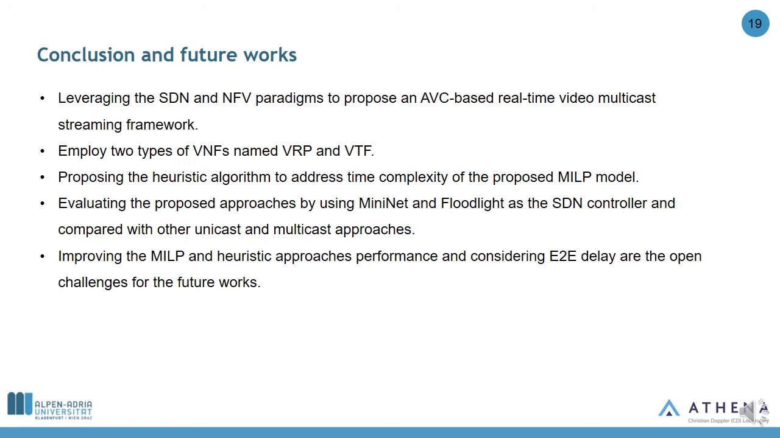To address the time complexity of the proposed MILP model, we introduce a heuristic algorithm. The proposed approach is evaluated using Mininet and Floodlight as the SDN controller and compared with the other unicast and multicast approaches. The performance of the approach is measured in terms of bandwidth usage and network path selection effort, and the proposed heuristic method shows a promising result. It's close to the MILP model and results in a significant reduction in bandwidth usage and path selection overhead in the various scenarios investigated. Improving the MILP and heuristic algorithm performance, reducing the time complexity, and also considering the end-to-end delay are the open challenges for future work.